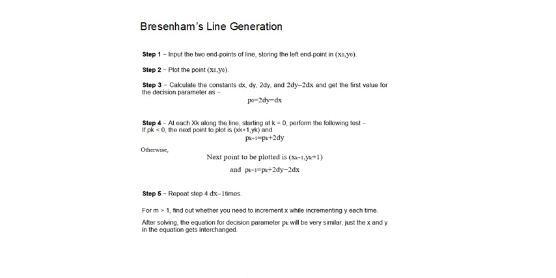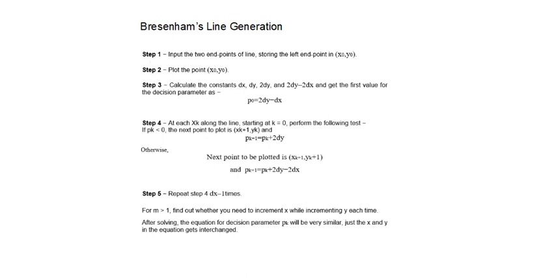If it is equal to 0 or greater than 0, so that is otherwise, the next point to be plotted is xk plus 1 and yk plus 1. Now see, x is being increased whether you have the value of p less than 0 or greater than 0. X will be increased. The change in y will be decided by this decision parameter.